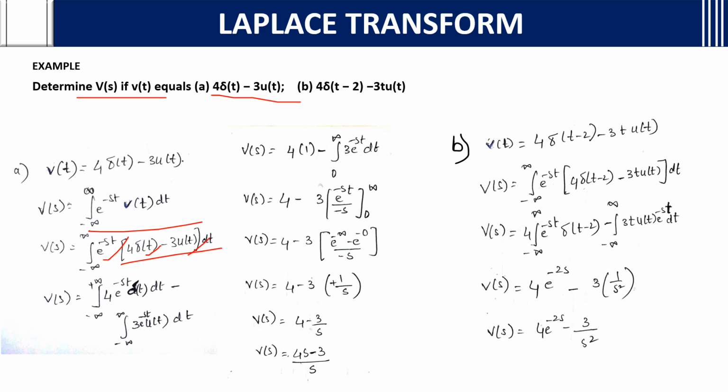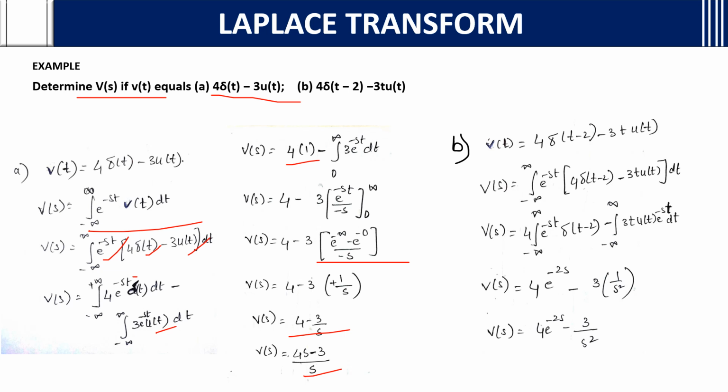Then you know that delta of t is 1 when t is equal to 0. Delta of t we take at the time 0, so t will become 0. So e power 0 will become 1 and delta of t is 1, so only 4 we are left with. So 4 into 1 minus the integral of 3 into e power minus st u of t. If you see that, u of t you can remove, because it is a unit step function. Then 4 minus 3 into e power minus st by minus s, from 0 to infinity. If you substitute the limits, you will get 4 minus 3 by s, which is nothing but 4s minus 3 by s.